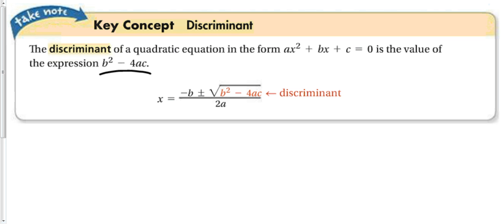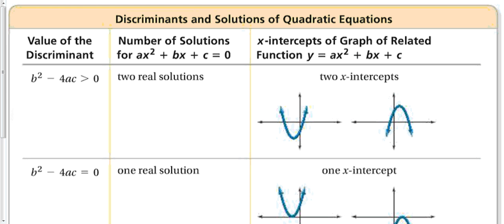Okay? And the discriminant of a quadratic equation in the form of ax squared plus bx plus c is equal to 0 is the value underneath the radical, the value of b squared minus 4ac. This piece right here. If the discriminant is greater than 0, there are 2 real solutions, which should make sense because that means that the graph crosses the x-axis 2 times.